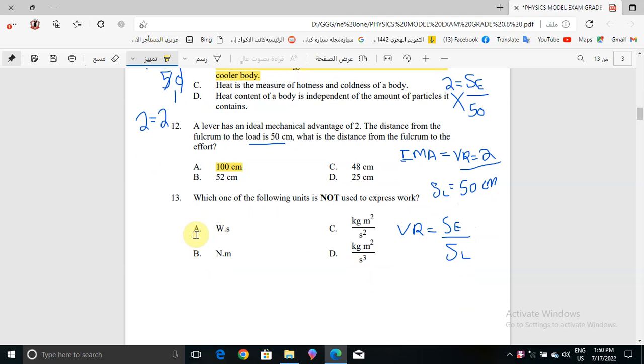Okay, now question number 13, which one of the following units is not used to express work? Of course it will be work times distance.